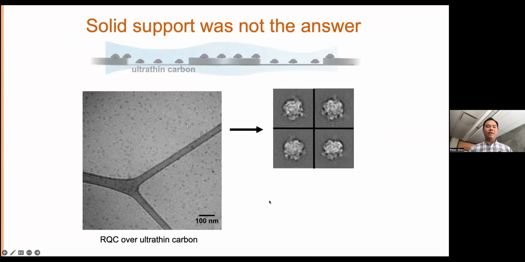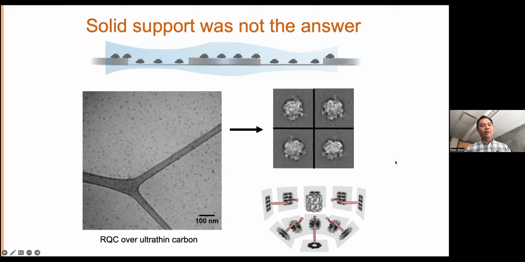And again, to my dismay, after processing the data, I got 2D classes, but it turned out that there was only a single view of the particle. And so for the cryo-EM novices there, the problem is that with only a single view, you are missing essential information that is needed to complete the 3D reconstruction. And so this leads to really bad 3D reconstruction artifacts, and the resulting reconstruction is not interpretable.